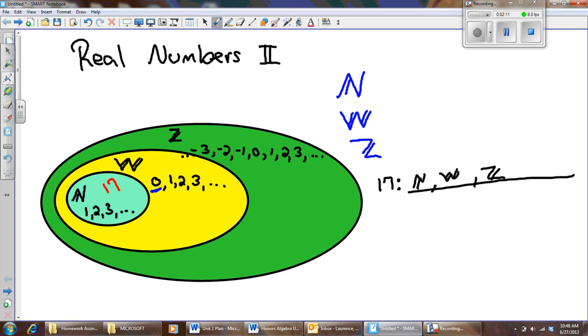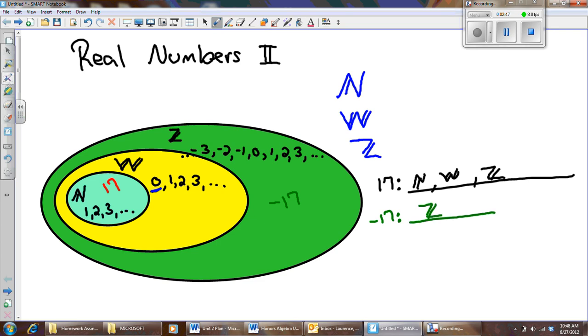Now, if they gave me a number, say like negative 17, I know that's not a natural number, because they start at 1. They don't include any negatives. I know it's not a whole number because the whole numbers start at 0. But it is an integer because if I count to the left, -1, -2, -3, eventually I'll get to -17. So if -17 were the problem, the only thing I would put down would be the integers.